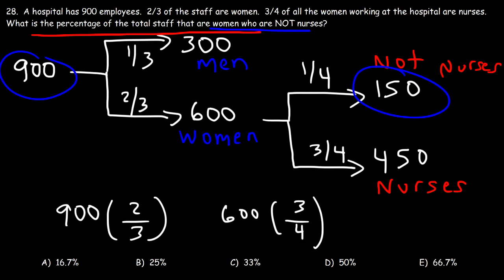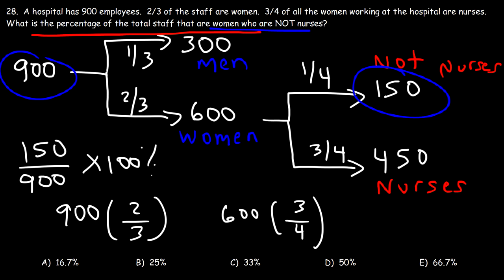So 150 is what percent of 900? To figure that out, divide the two numbers, 150 by 900, and then multiply it by 100%. 150 divided by 900 is 0.167. So times 100%, that's going to be 16.7%. So A is the answer.